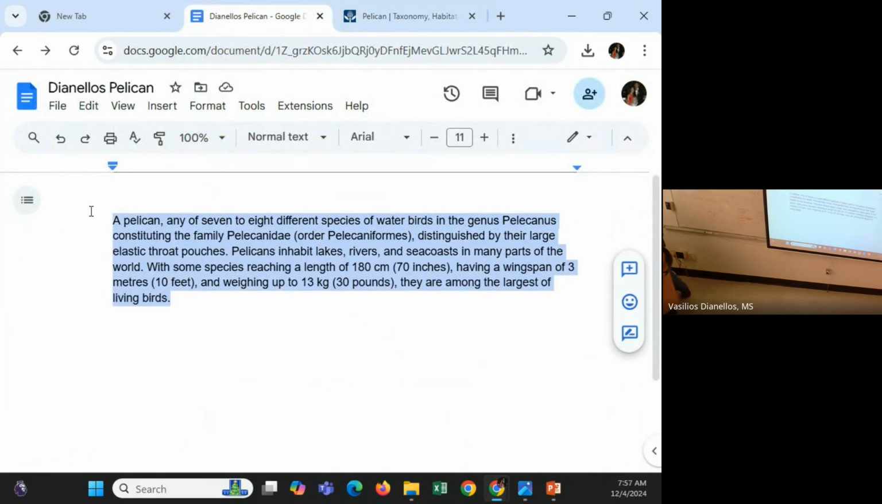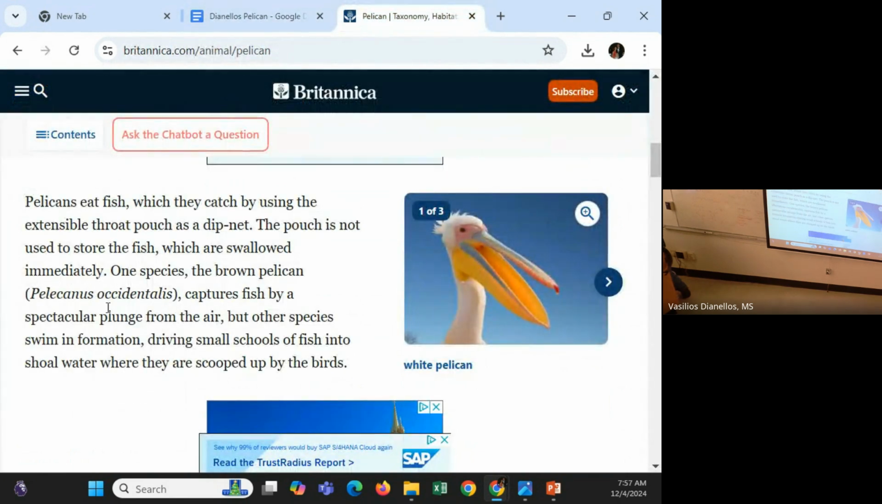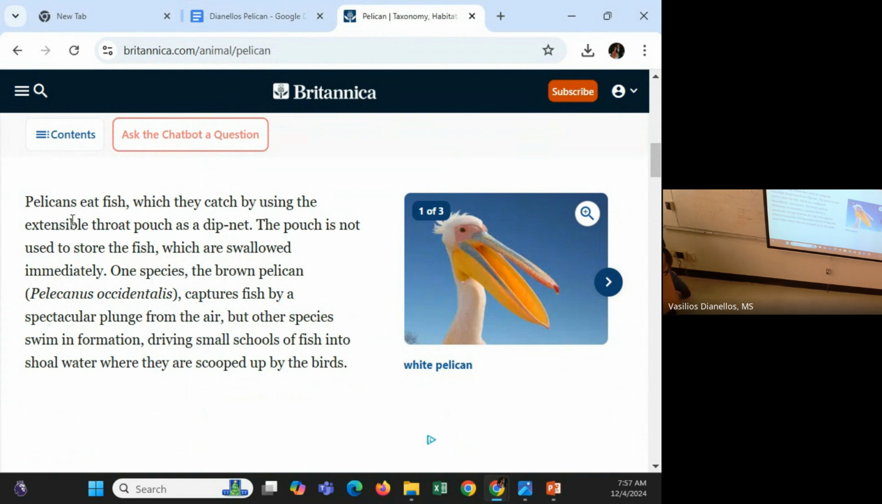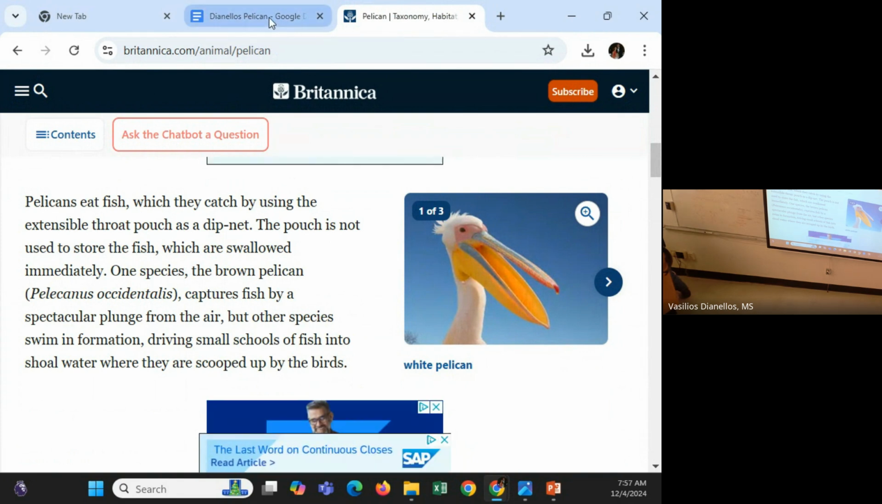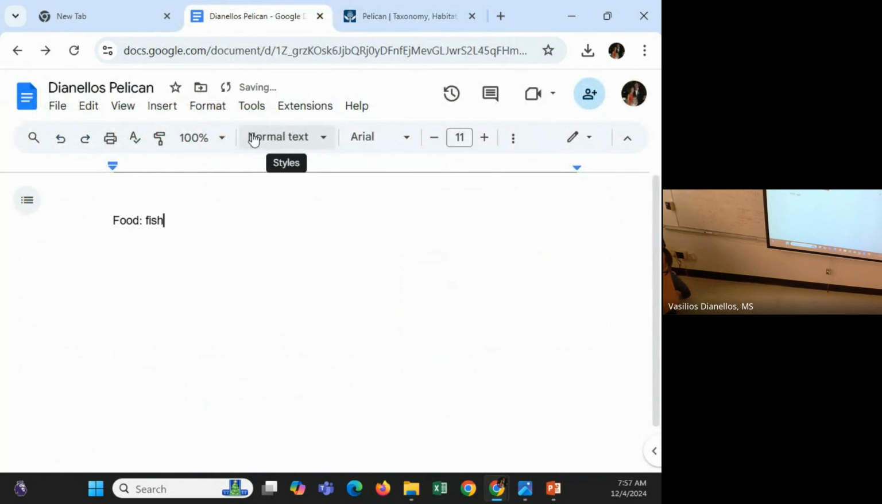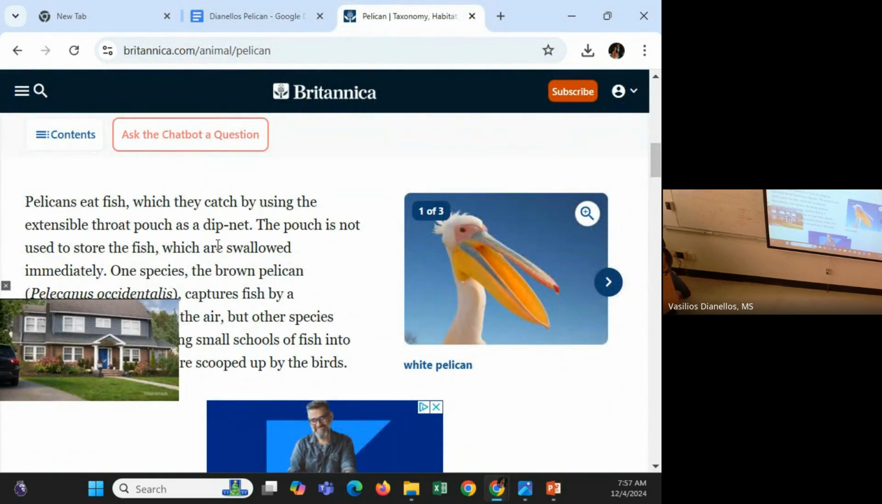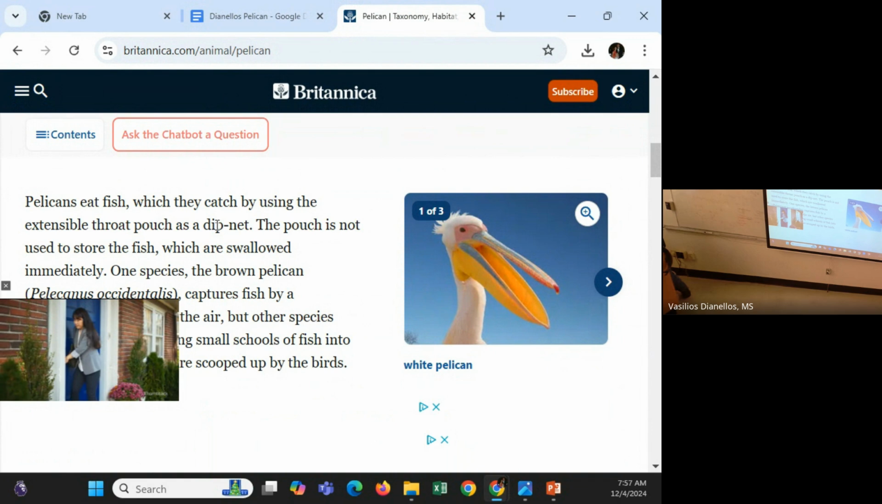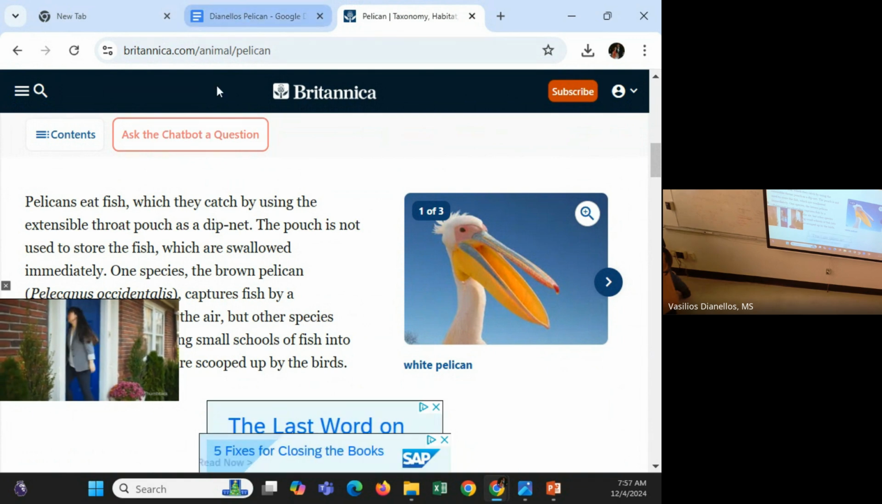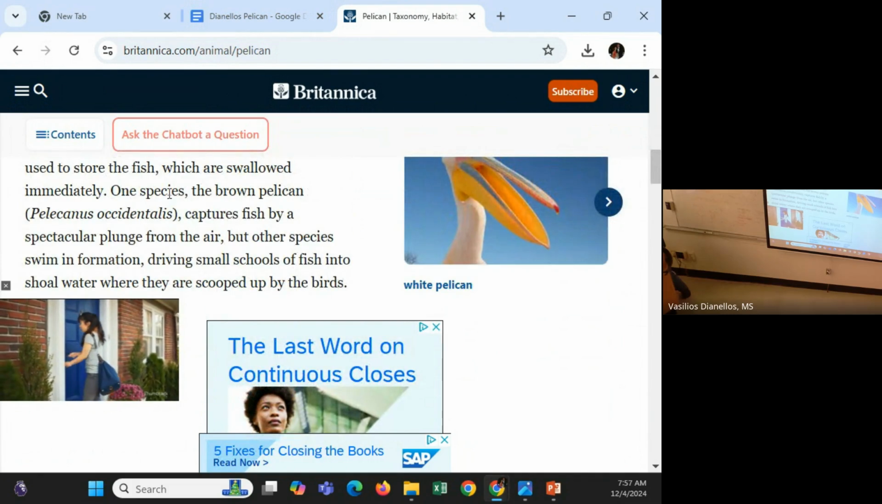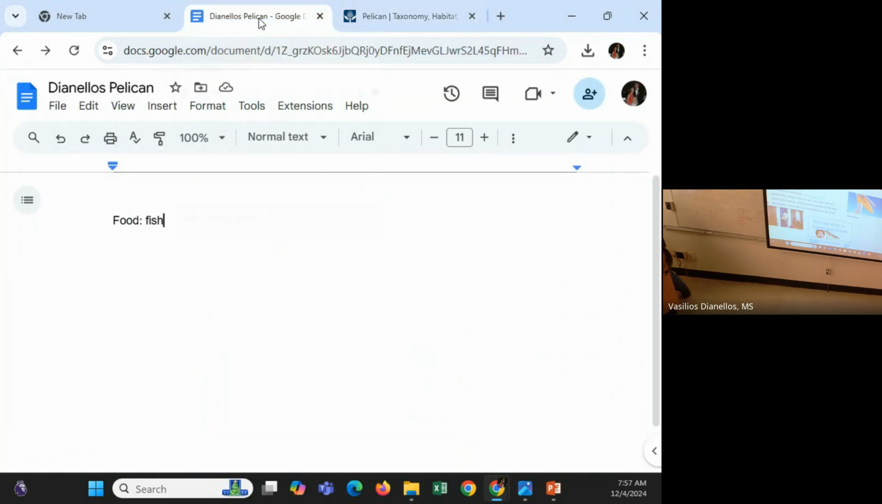Let me give you an example here. So, pelicans eat fish while they catch using the extendable hook pouch of the dip net. Okay, so I'll put food, fish, right? And then let's see what else. The pouch is not used to store the fish, which are swallowed immediately. I'm not even going to put that in there. All right. One species, the brown pelican, captures fish by a spectacular plunge from the air. Okay. I can put, again, just shorthand, brown pelican eats by diving from air. See what I mean?